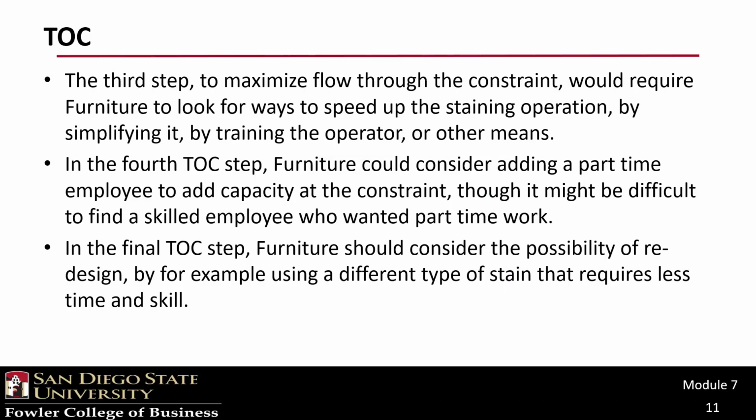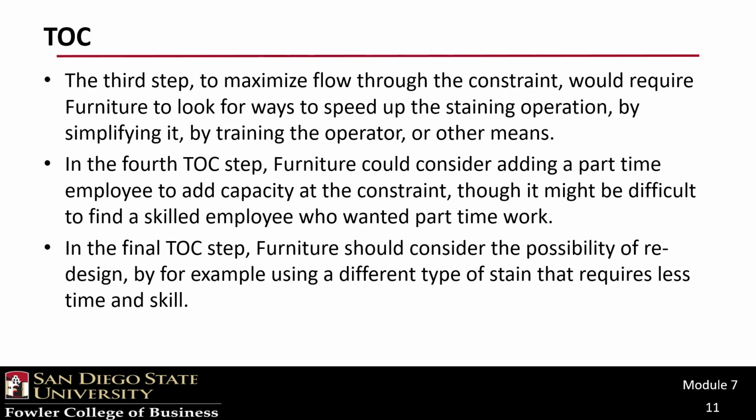Okay, so once we've identified we have a constraint, what we just did is deal very short term with what we need to do. But theory of constraints requires us to think beyond that, right? So the third step would be, okay, let's see if we can figure out a way to speed up the staining operation. Maybe we could simplify it. Maybe we could train the operator to work more efficiently, or maybe there's some other way.